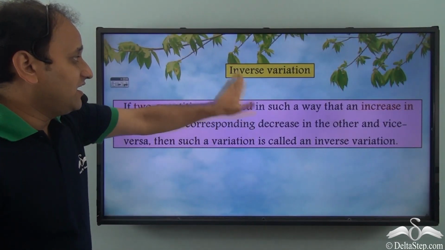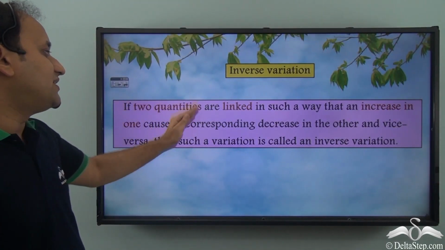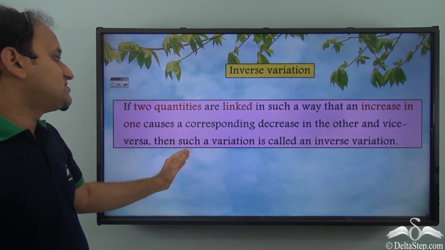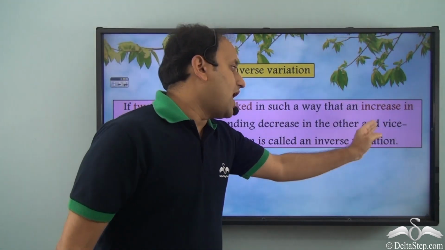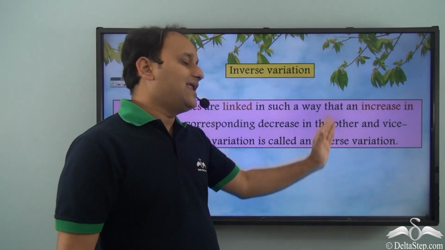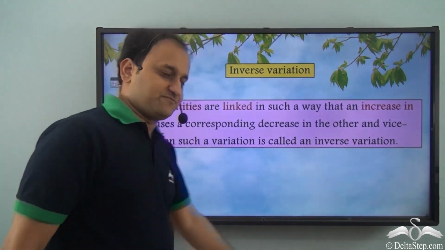So how do we define inverse variation? If two quantities are linked in such a way that an increase in one causes a corresponding decrease in the other and vice versa, then such a variation is called an inverse variation.